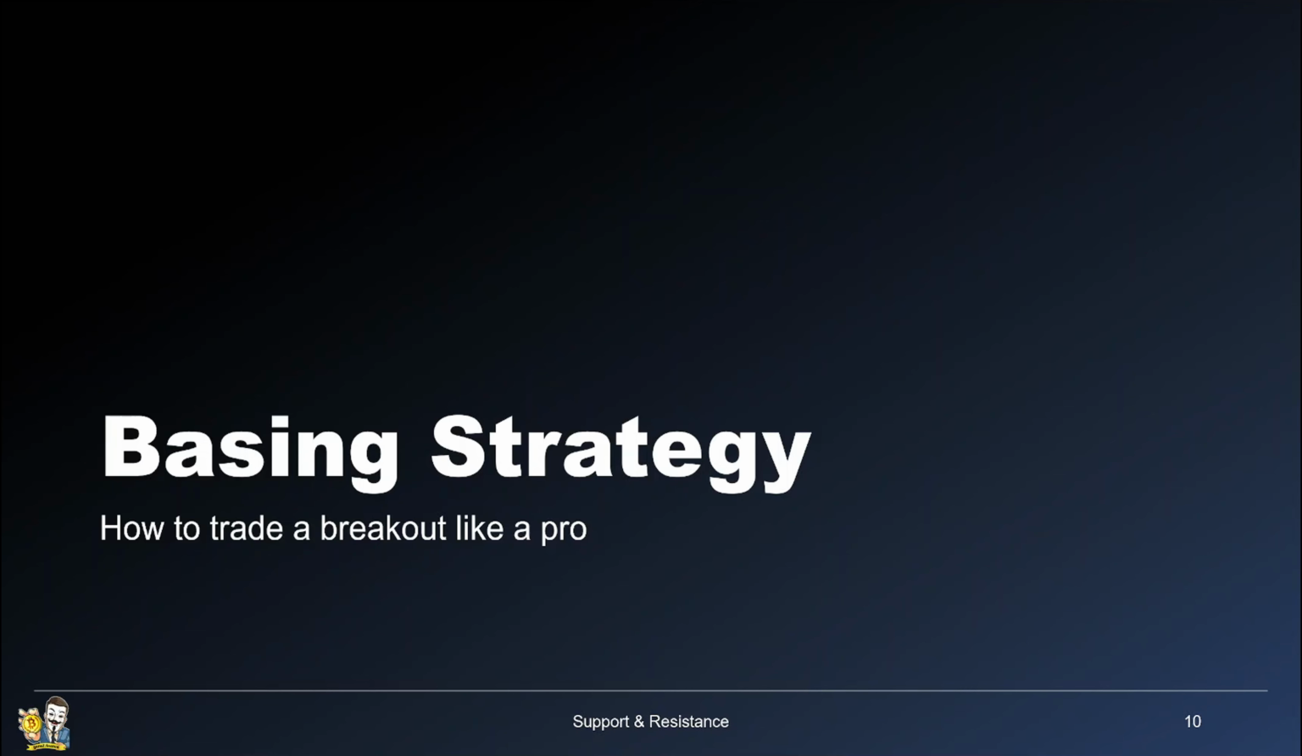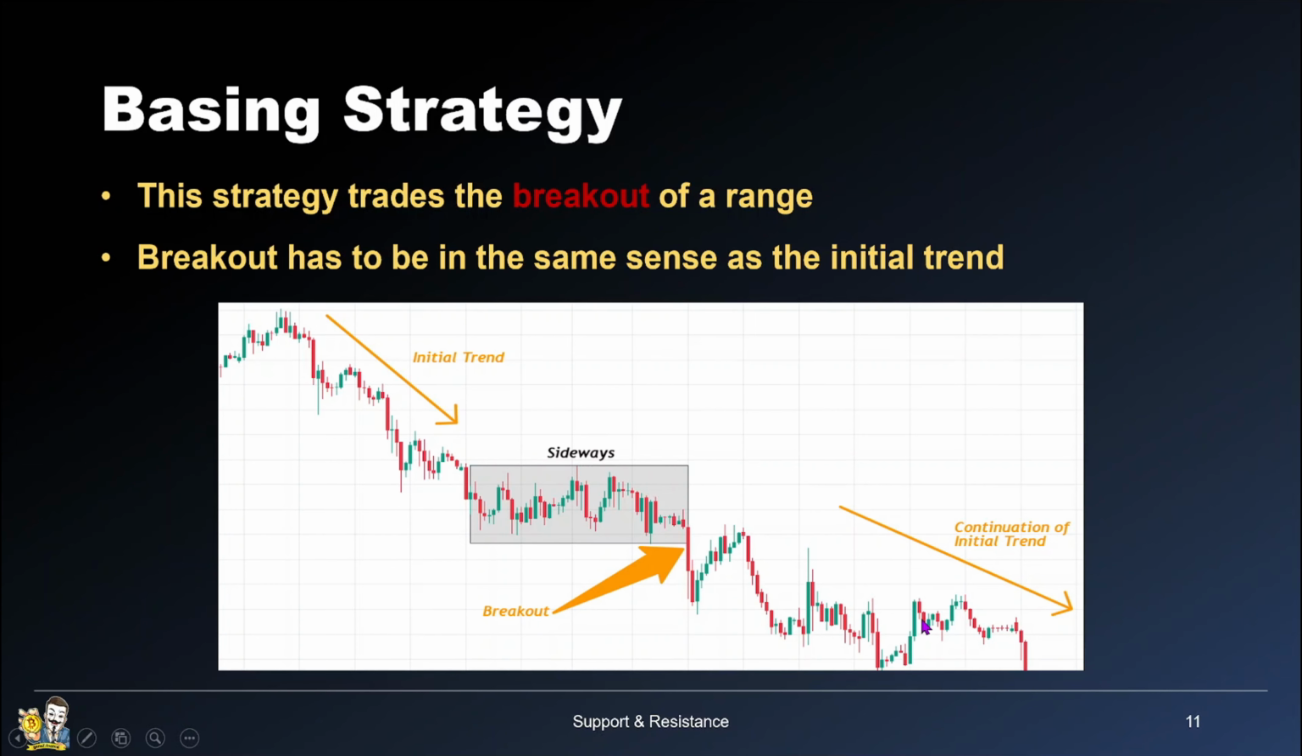Let's analyze our second strategy, called the basing strategy. This strategy is designed to trade breakouts from a range, but there's one crucial rule. The breakout must align with the initial trend. For example, in this picture, the market was in a downtrend before entering a sideways phase. The breakout should occur below the support level, leading to a continuation of the initial trend.